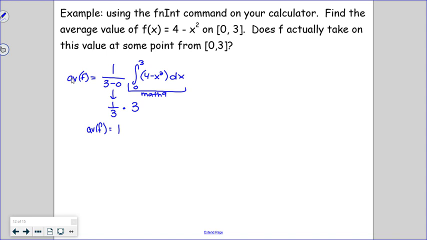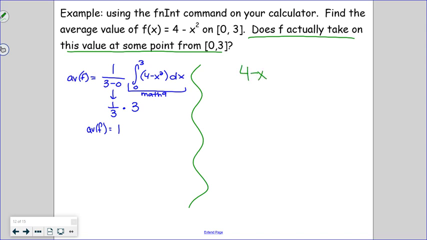So then the second question, does it actually take on that value? Does our function actually take on that value at some point on the interval? Well, the question's asking, does it equal 1 somewhere on the interval from 0 to 3? Well, we just set it equal to it. Does it ever equal 1? And if so, is it on the interval from 0 to 3? So I set it equal to the average value that we just got, right?